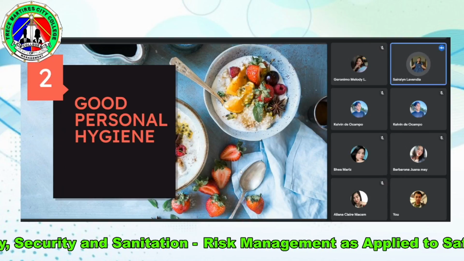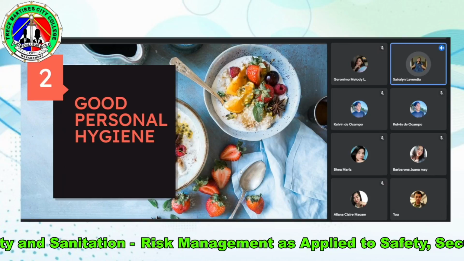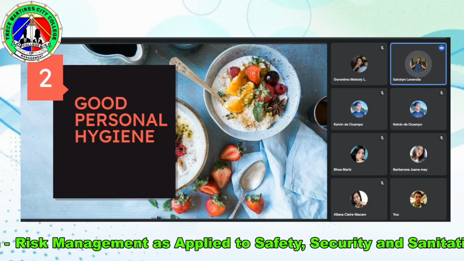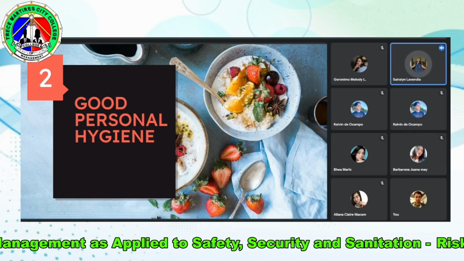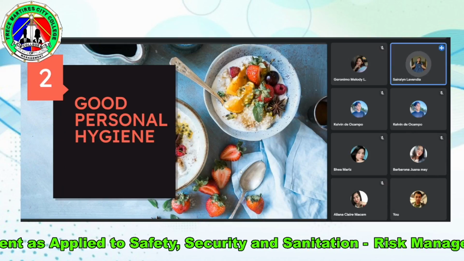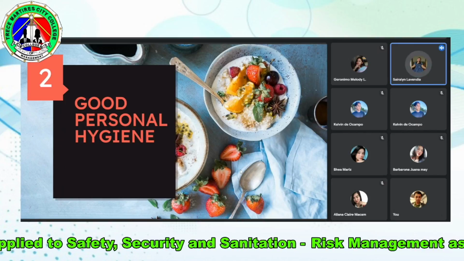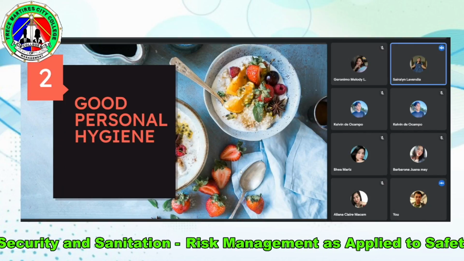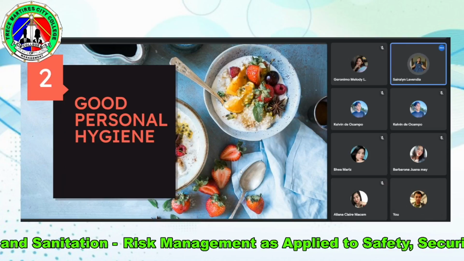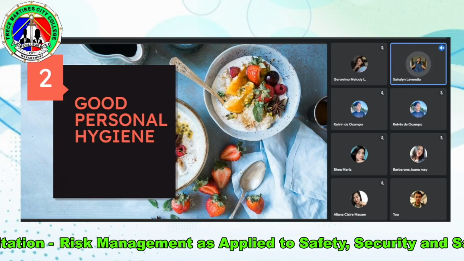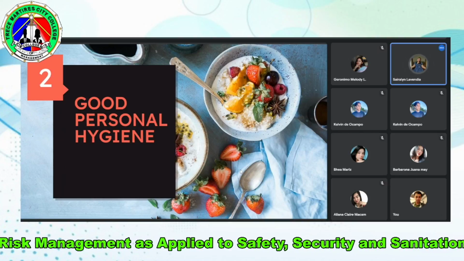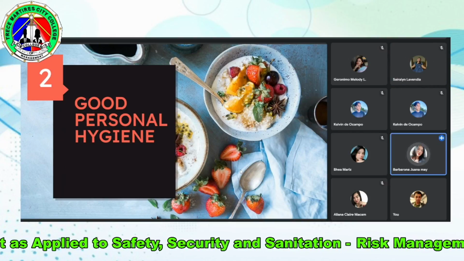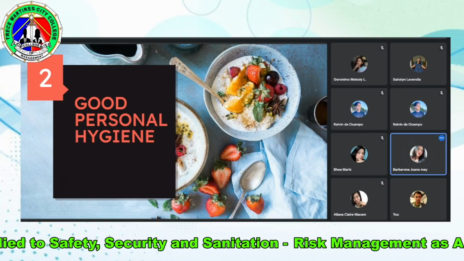Mga example ko po is yung cleaning your body every day po and brushing your teeth at least twice a day po. Also, kapag hawak po tayo ng mga pets or other animals po, we need to wash our hands po after para kapag humawak po tayo ng foods, hindi po maapektuhan yung health natin. Okay po, tama po yun. Pa-next po.